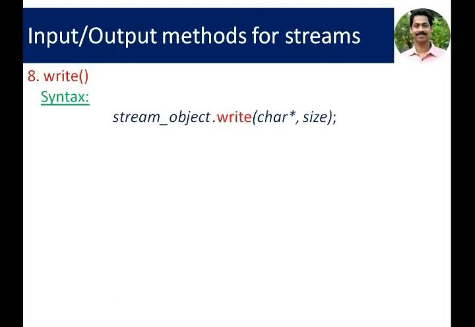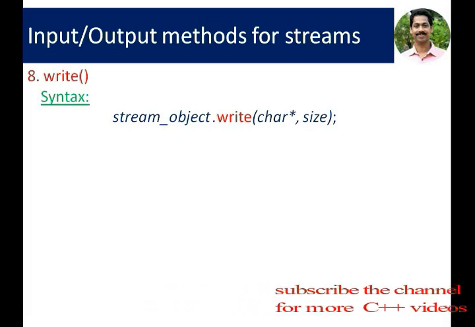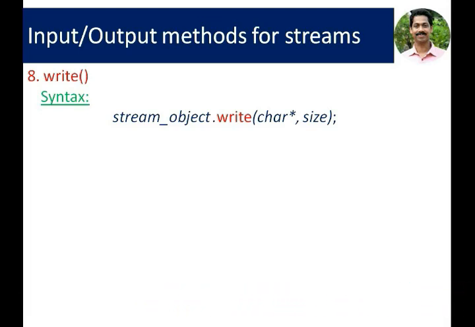Next one is write. This is a writing function for an output file. The output file object dot write, character array comma size. So the size is also to be mentioned. The value stored in this character pointer will be written into the file.